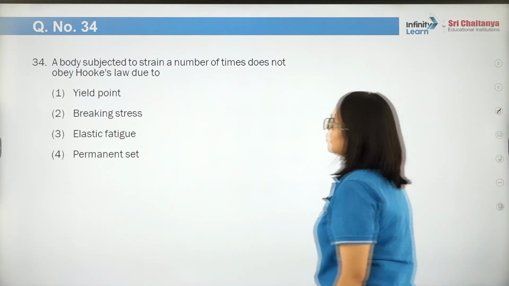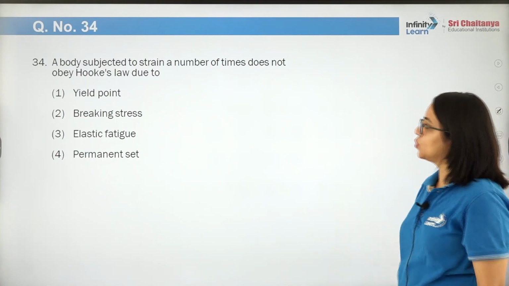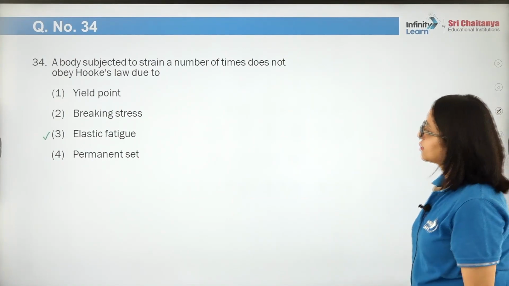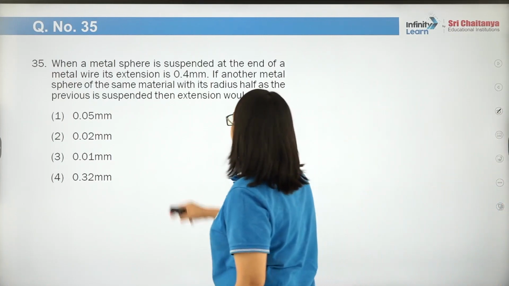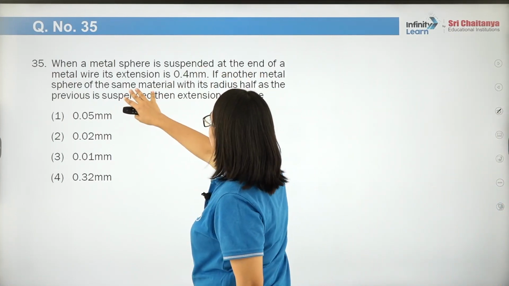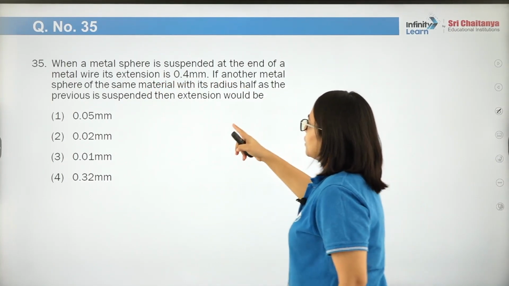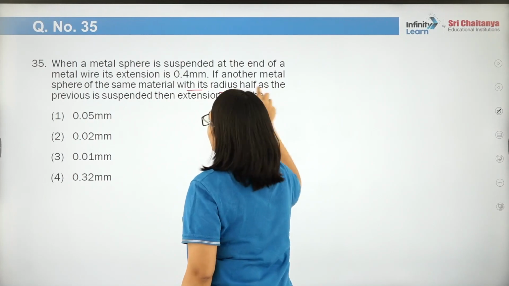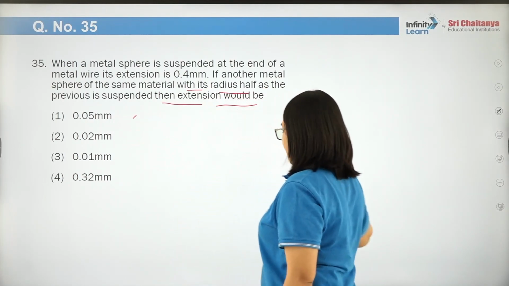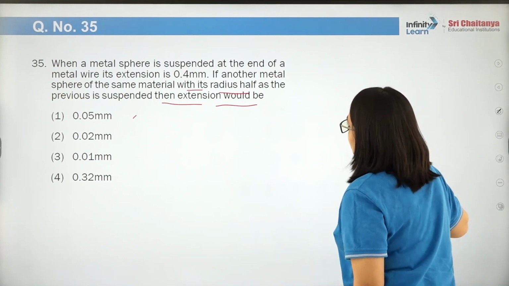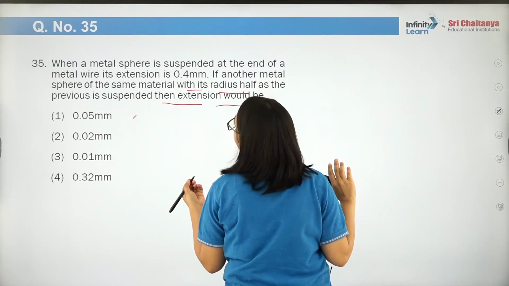Question number 34. A body subjected to strain a number of times does not obey Hooke's law due to elastic fatigue. So 3. Question number 35. When a metal sphere is suspended at the end of a metal wire, its extension is 0.4 millimeter. If another metal sphere of the same material with its radius half as the previous is suspended, then extension would be, okay. So basically we need to find the extension over here. So let's find it, guys.